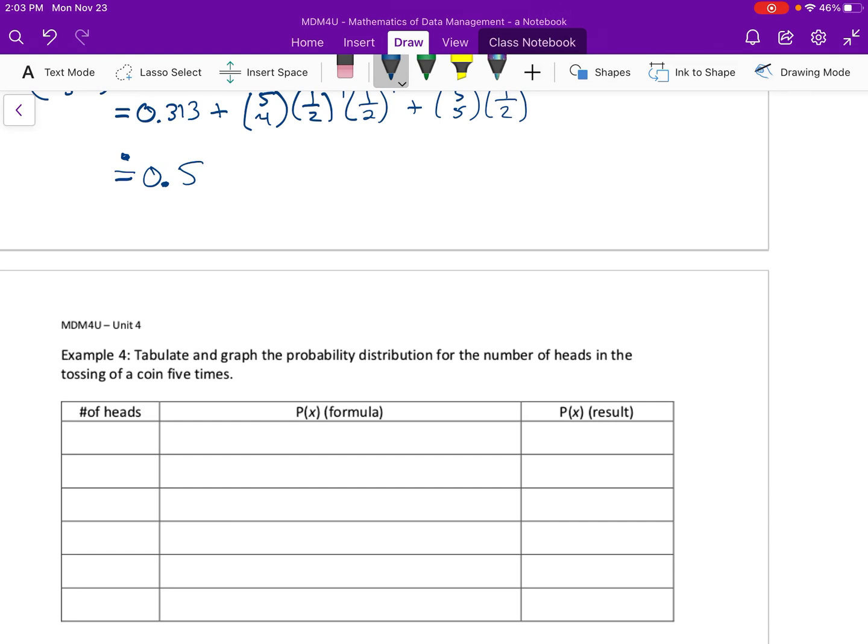We've already done some of the math already, so that's going to be helpful. It says tabulate and graph the probability distribution for the number of heads in the tossing of a coin 5 times. So you have to think of what the outcomes would be, which is X here. And that's the number of heads. It's really important not to forget that you could have a situation where you have no heads, or all 5 are tails. And then you have 1, 2, 3, 4, and 5 heads.